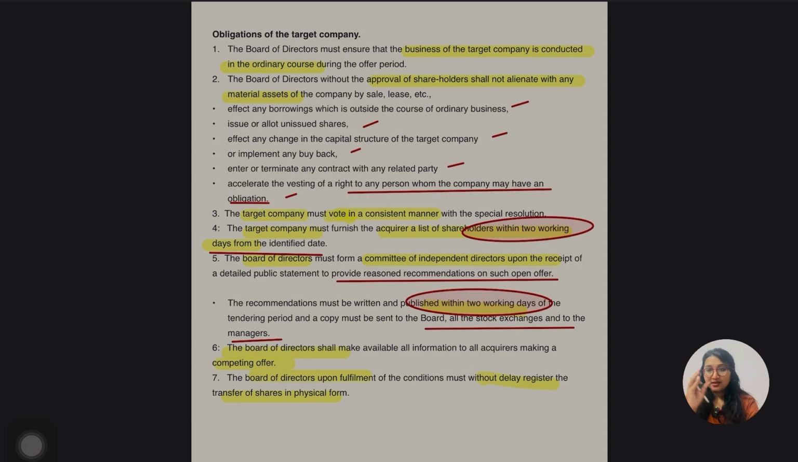Okay, so roughly, without approval of the BOD, the acquiring company cannot go for anything, whether it's a buyback of shares, or a sale or lease of any asset of the company. They cannot change any material fact. If they want to do so, first of all it should be informed to the target company's BOD. And again, within 2 days the list of shareholders should be given. So this is all about the Takeover Code.